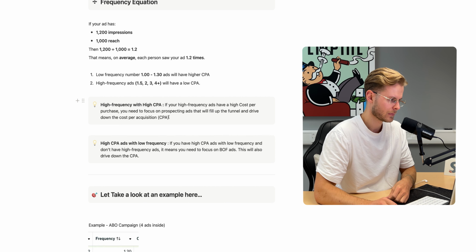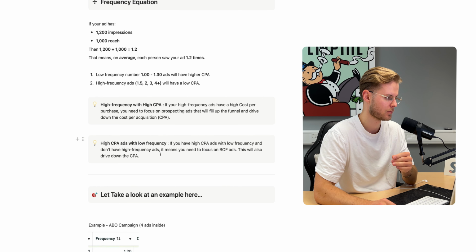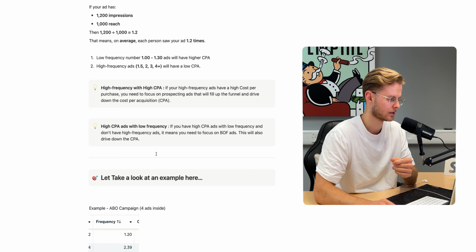If your ads have a high CPA with a low frequency and you don't have high frequency ads, it means you need to focus more on bottom of funnel ads. This will also drive down the CPA. So make sure to dive into your campaigns, because even if you are running a cold campaign to your audience, some of these ads will likely have a higher frequency than others.